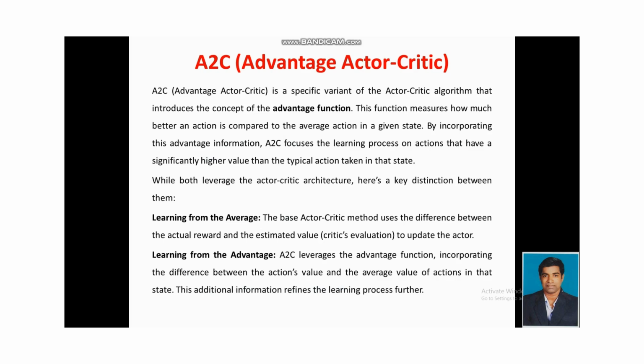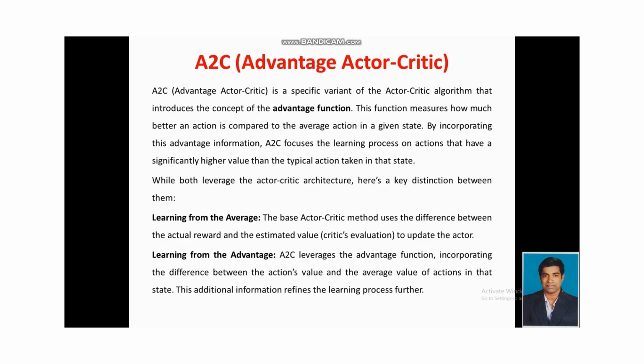Advantage actor critic, A2C, is a specific variant of the actor critic algorithm that introduces the concept of the advantage function. The function measures how much better an action is compared to the average action in the given state. By incorporating this advantage information, A2C focuses the learning process on actions that have a significantly higher value than the typical action taken in the state.